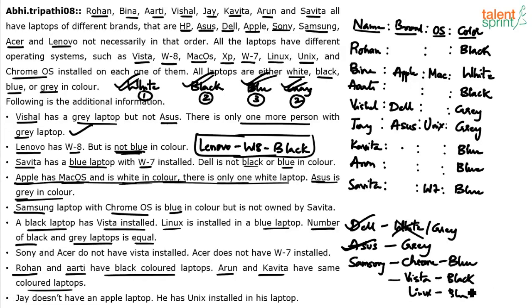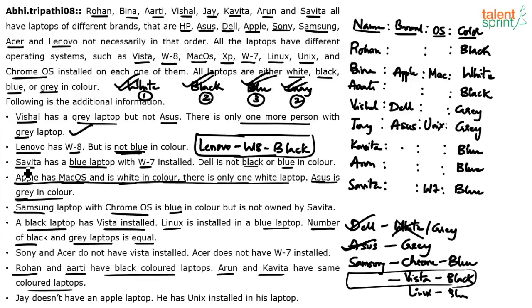Yes or no? And the other thing that we know about black is it is got Vista installed. So one black has W8, the other black has Vista. There are only 2 blacks, right? One black has W8, the other black has Vista. Whichever has got W8 is Lenovo, and Vista we have to figure out. Okay. What else do we know?